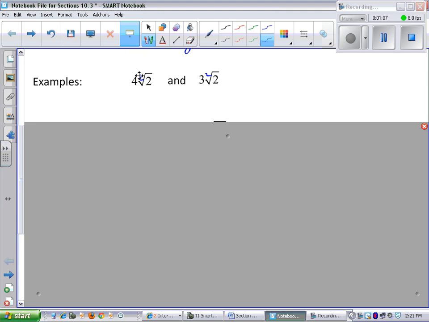They have the same radicand, the same number underneath the radical. Only the coefficients differ. One is a 4 and one is a 3. These are like radicals.